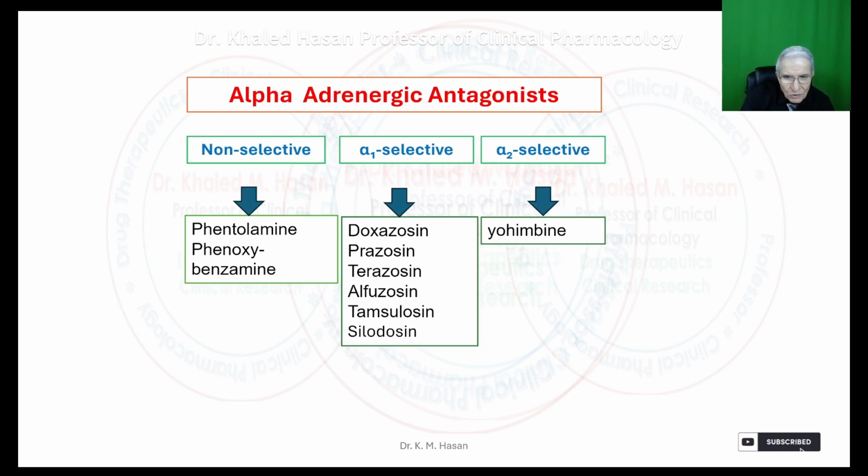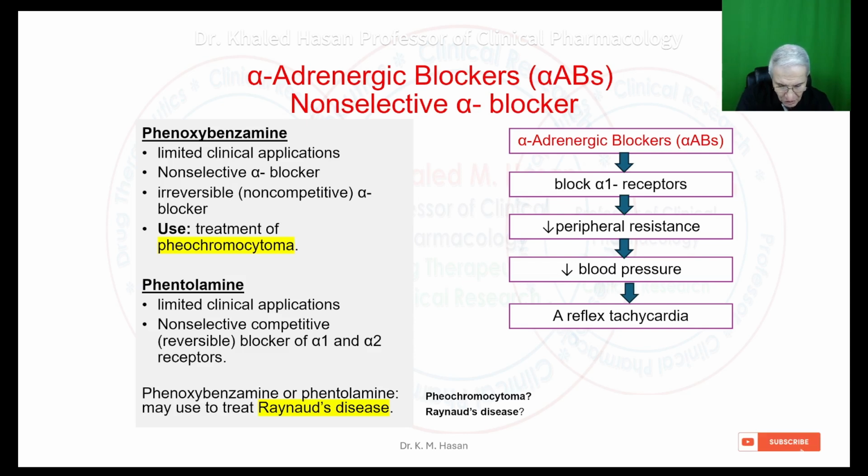We are going to discuss in more detail the alpha blockers, the alpha adrenergic antagonists. The first ones here are phentolamine and phenoxybenzamine. Before we talk further on these medications, they are considered alpha adrenergic blockers, non-selective, that means they block alpha 1 and alpha 2. This is an important thing for us.